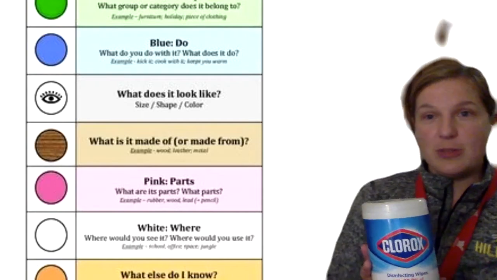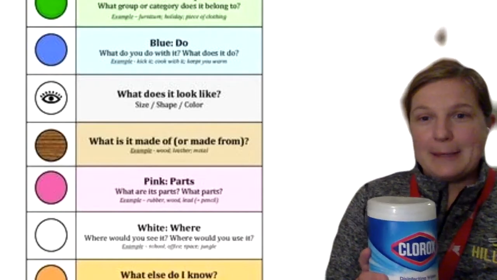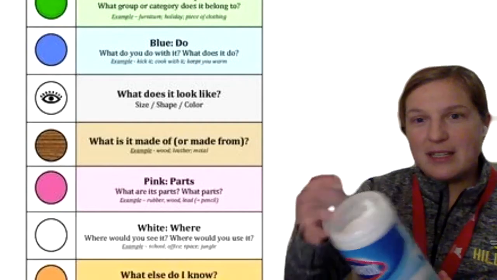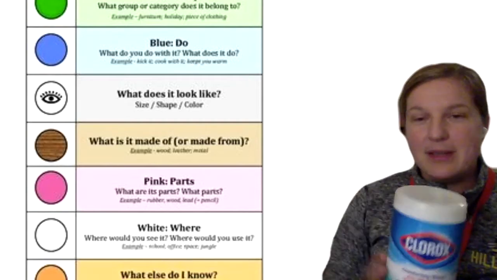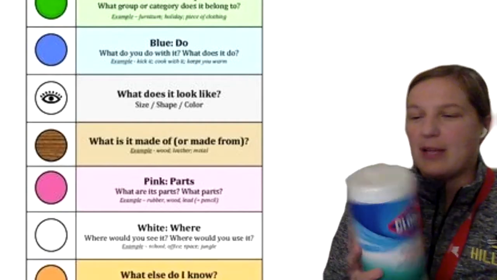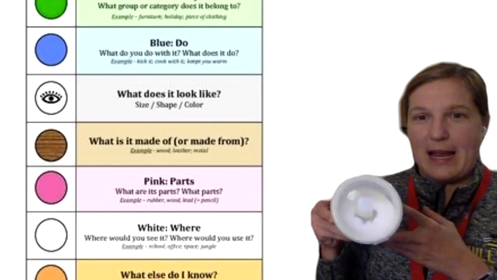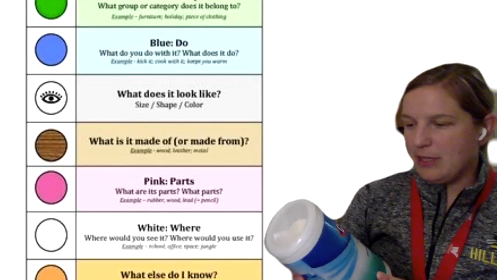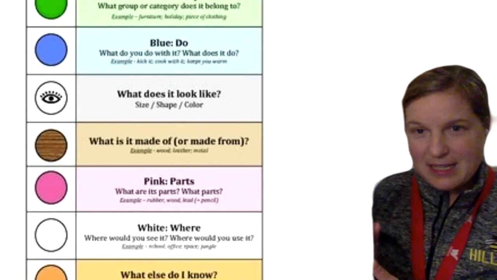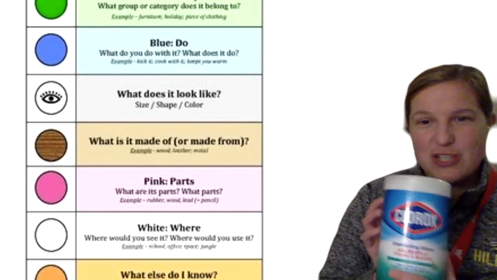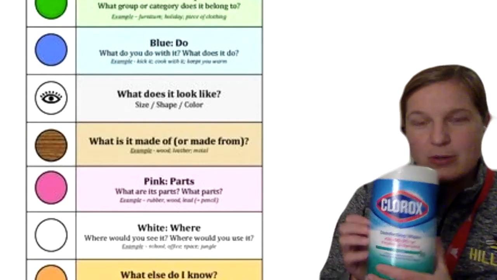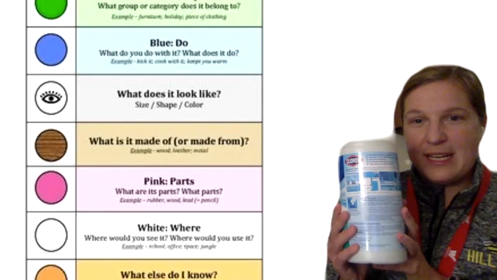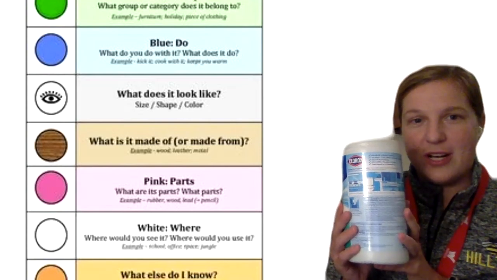Blue, do. What do you do with it? You clean. You sanitize. You can open it and close it, the container. You wipe. What does it look like? Well, this is round. It has a green and blue label. It's kind of shiny, right? Clorox. It has words on it. It has ingredients. It has instructions all on it.